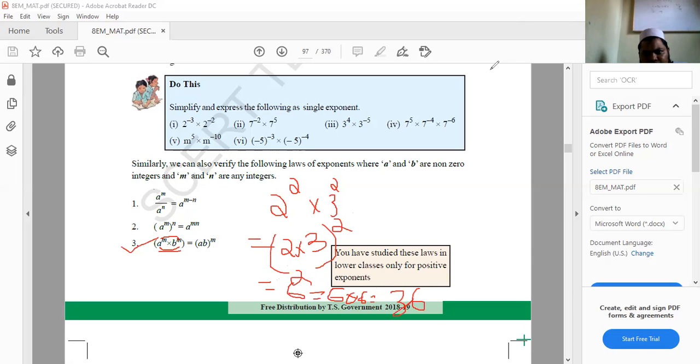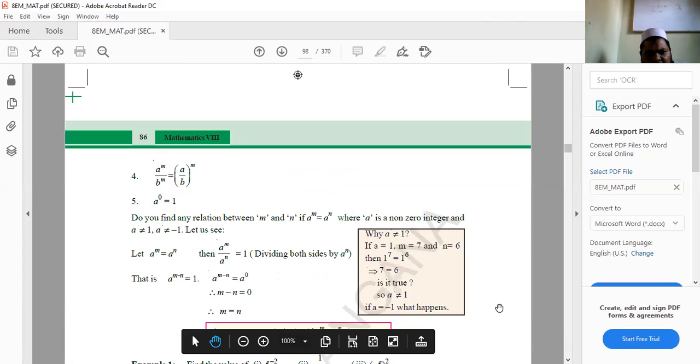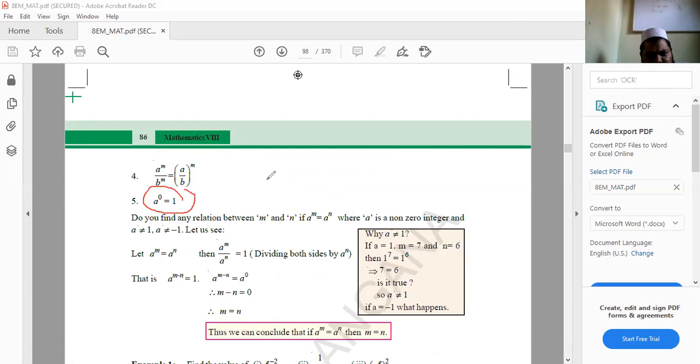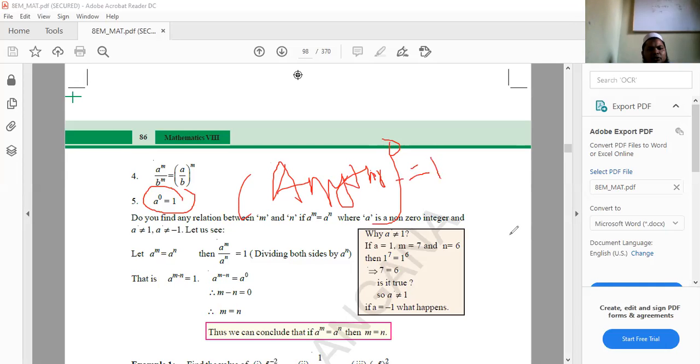Okay, now we should move forward. See, this is a very important law of exponent: anything to the power 0 is equal to 1. So a to the power 0 means, just remember, anything to the power 0 is going to be 1.